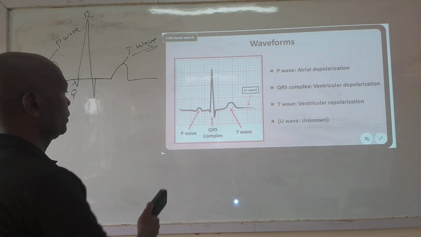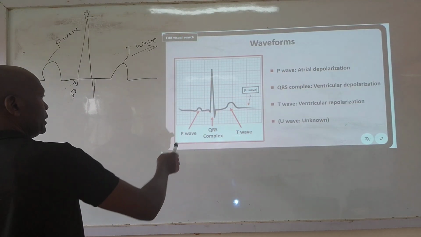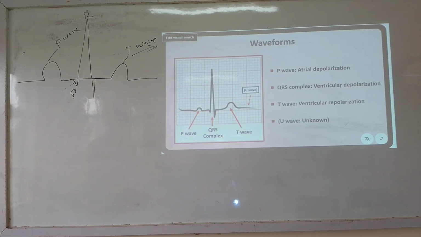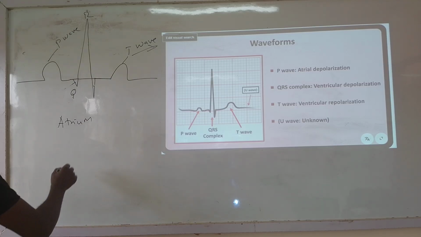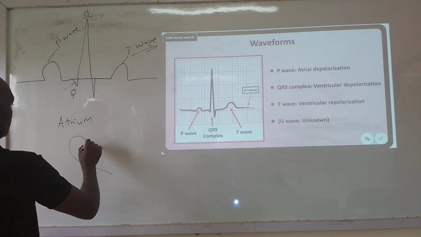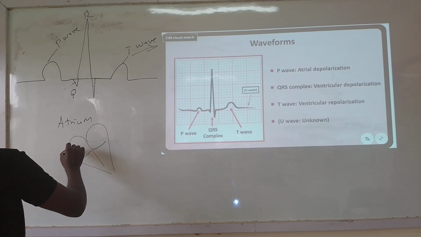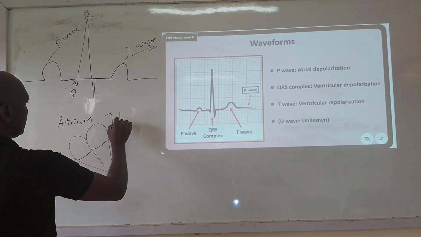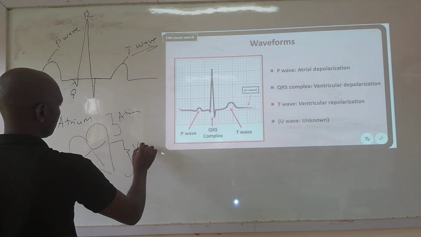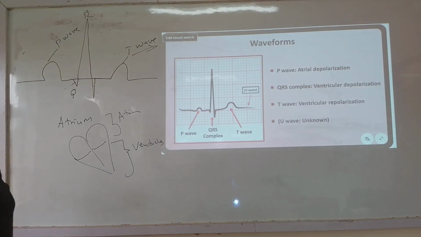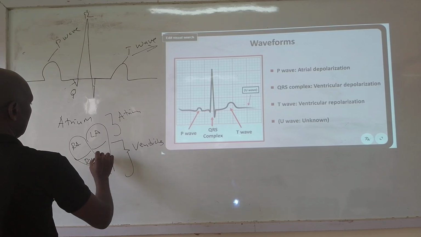And we said the P wave is for atrial depolarization. So if you have an abnormality in the P wave, it means the part of the heart that is affected is the atrium. Remember the heart itself, if we use this sketch, has 4 chambers. These upper ones here are the atriums, while these are the ventricles. So we can have a right atrium and a left atrium, a right ventricle and a left ventricle.